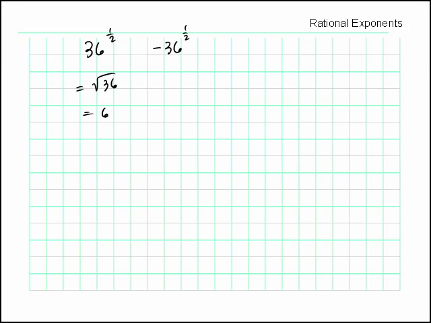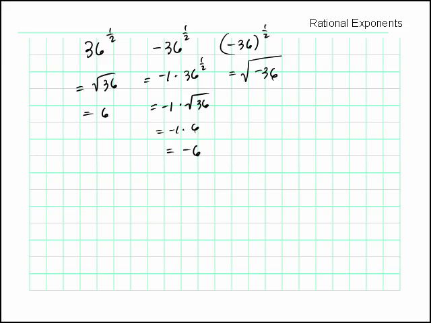Negative 36 to the 1/2 power. Notice the negative sign is not in parentheses, so actually what this means is negative 1 times 36 to the 1/2. That's negative 1 times the square root of 36. So this is going to give me negative 1 times 6, negative 6. Compare that to this one, negative 36 in parentheses to the 1/2. Now since the negative sign is in parentheses, this is, as a radical, the square root of negative 36. And as we talked about in a previous section, you can't take the square root of a negative number. This is not a real number.